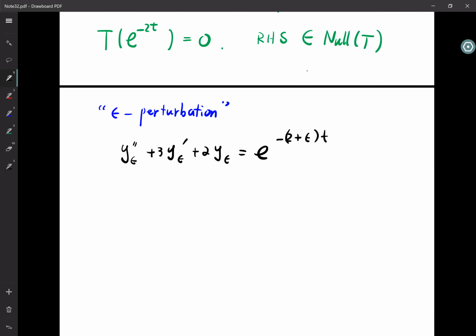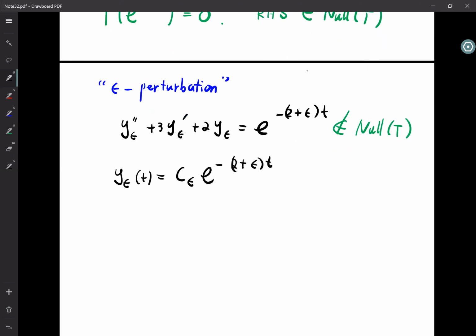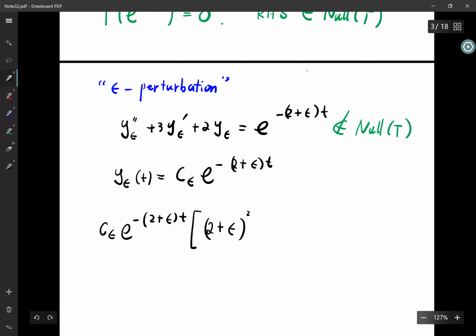So in this case, because I know that now this does not belong to the null space of T, I can use the previous method. The solution would be dependent on epsilon, y epsilon equals c epsilon exponential minus (2 plus epsilon)t. And this one I just throw it there. The first one take two derivatives, gives you (2 plus epsilon) squared. Take a first derivative, gives you a minus. And without the derivative, is 2, equal to exponential minus (2 plus epsilon)t.